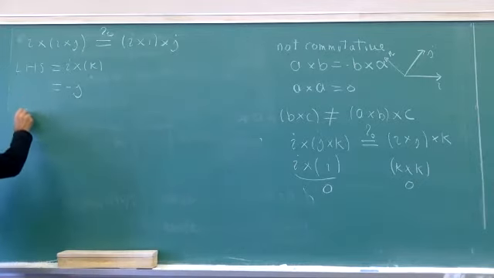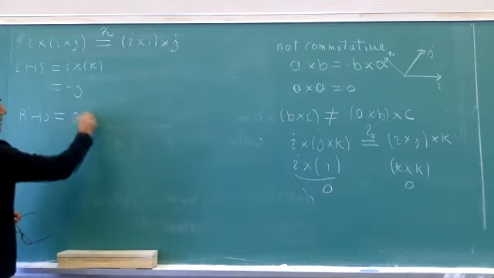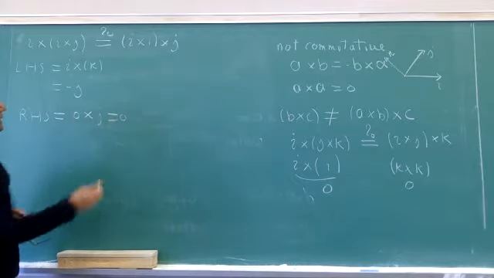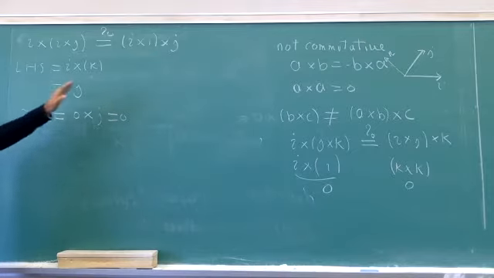What about the right-hand side? I cross I is 0, right? So this is 0 cross J, of course, is 0. So indeed, you're absolutely right. The left-hand side does not match the right.